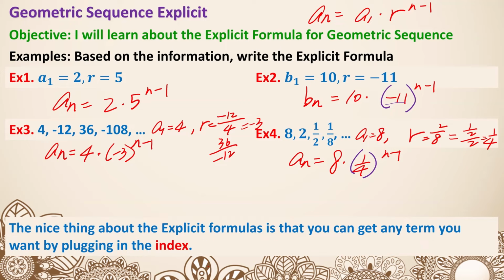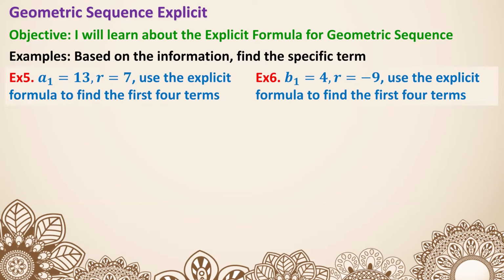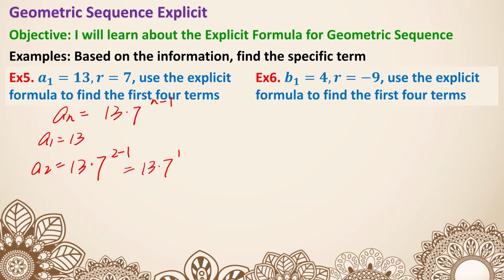The nice thing about the explicit formula, of course, is you can get to the term that you want by plugging in the index. Example 5 and 6. You are given the a sub 1 and the r, and it's asking to write the first 4 terms. So let's actually find the explicit formula first. A sub n equals 13 times 7 to the n minus 1 power. A sub 1 is given. A sub 2, 13 times 7 to the 2 minus 1 power, which is 13 times 7 to the first power, and that is 91. A sub 3, same thing, 13 times 7 to the, this time 3 minus 1 power, so it's 13 times 7 squared, and that is 637.